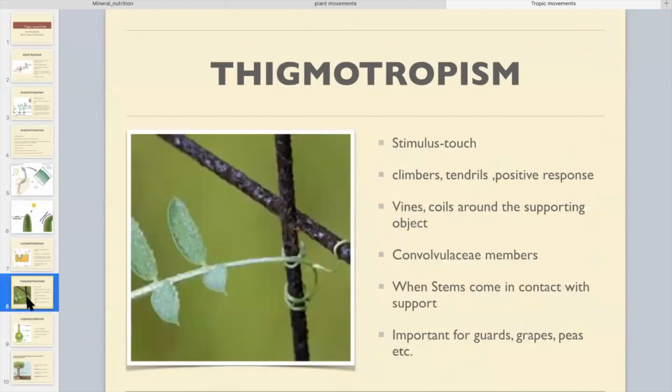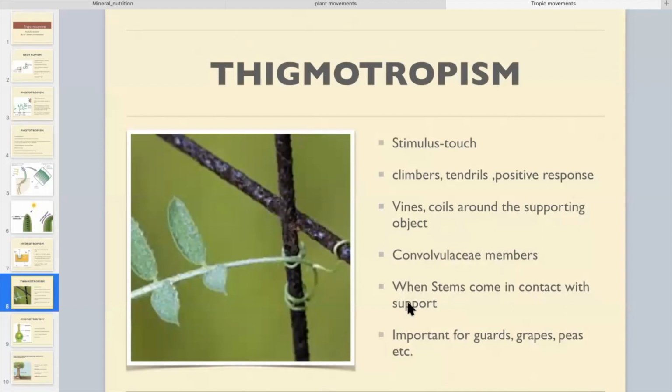Coming to thigmotropism, the stimulus present in this movement is touch. Suppose a climber comes in contact with a rod, a stick, a wall, or any support. It will immediately form a spring-like structure. This kind of movement is called thigmotropism. Examples are climbers, which produce tendrils. These tendrils show a positive response. There are some plants, like vine and grape plants, that coil around the supporting object. Most of the Convolvulaceae members show this type of movement.